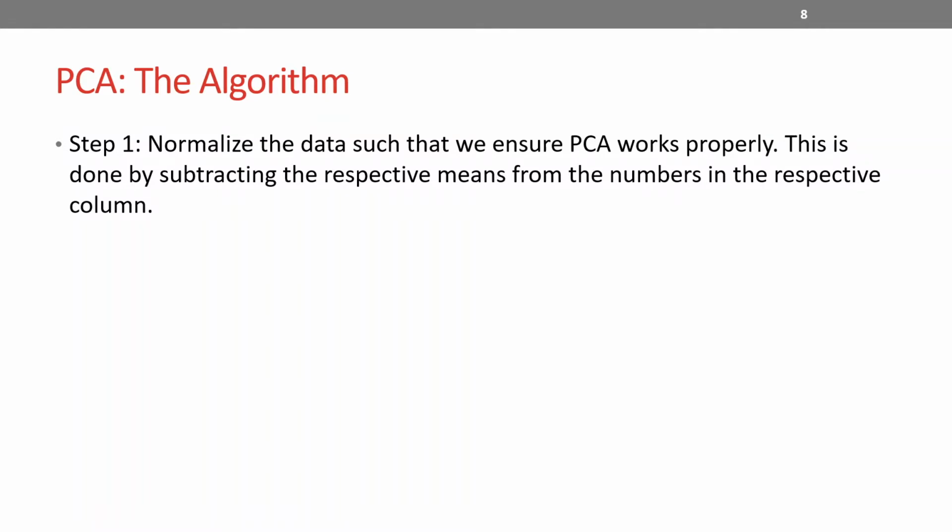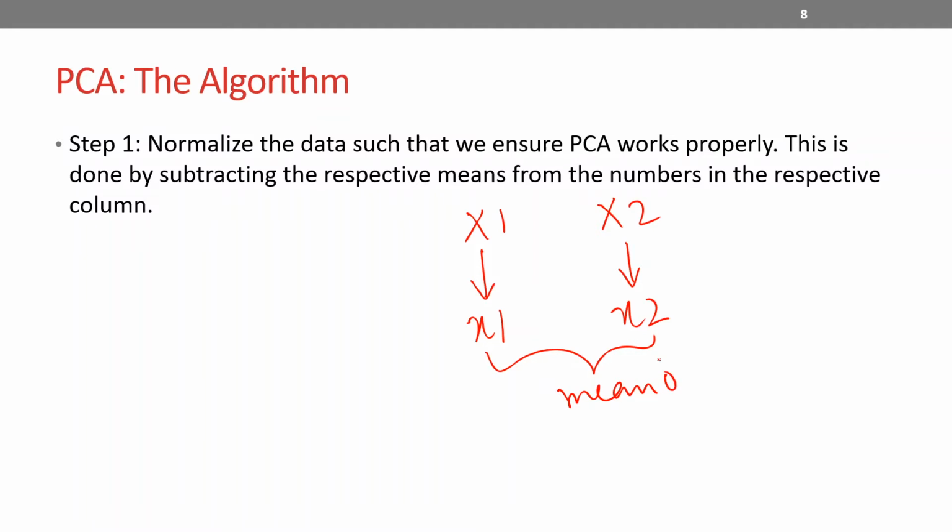Step 1, normalize data, which means, let's say I'm starting with two features. Let's assume a very simple case. By normalizing, I'll create new features, let's say x1, x2, such that both of them will have mean 0. Why do we need this? So that none of the features has a higher dominance over the other, right? So this is important, normalize the data so as to ensure that PCA works properly. So this is step 1.